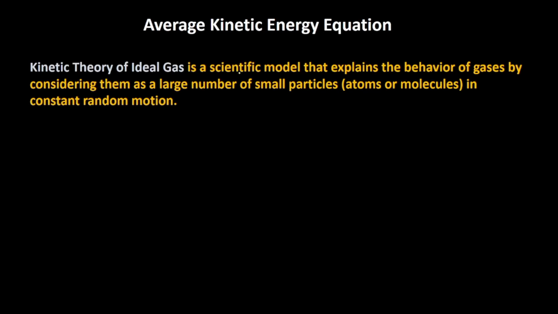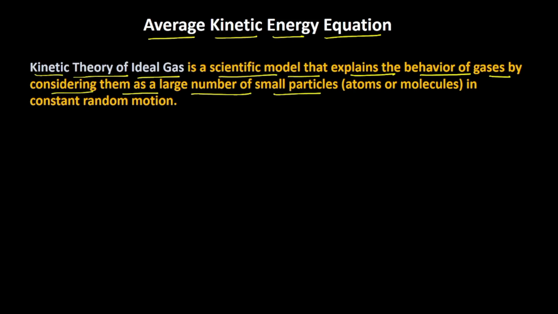Hello there. In this video, we will be learning about the average kinetic energy equation. So we will be deriving this equation, but before that, we first need to understand what is the kinetic theory of ideal gas. The kinetic theory of ideal gas is a scientific model that explains the behavior of a gas by considering them as a large number of small particles, that is atoms or molecules, in constant random motion.